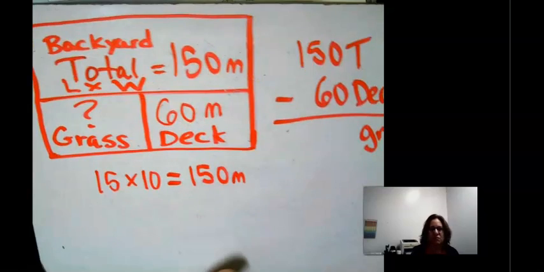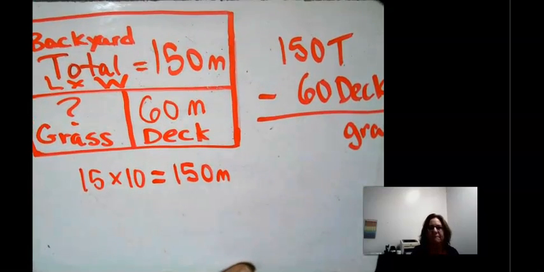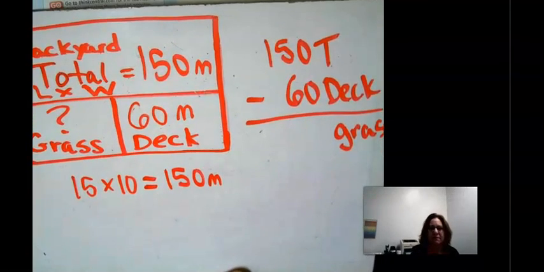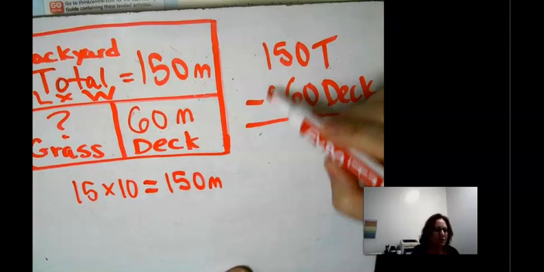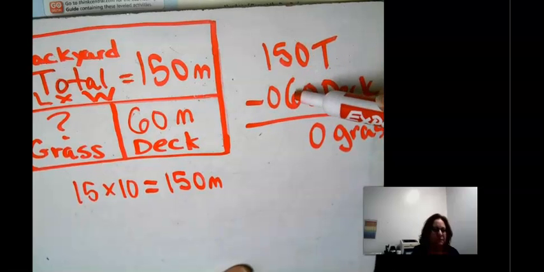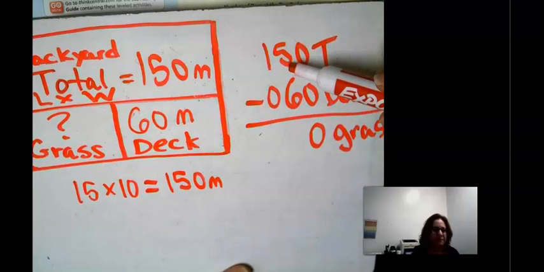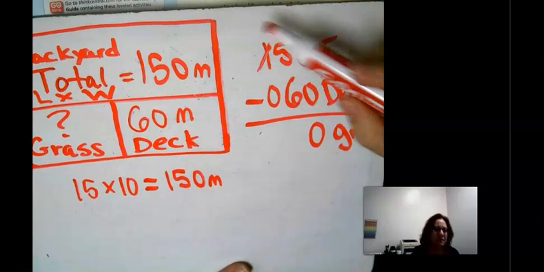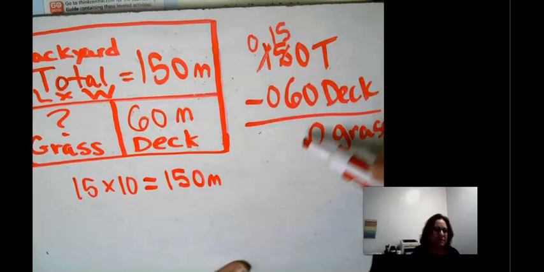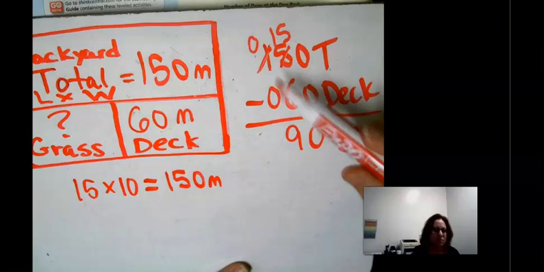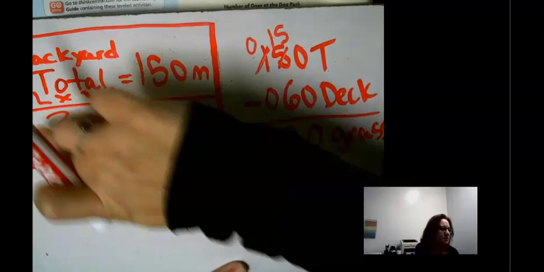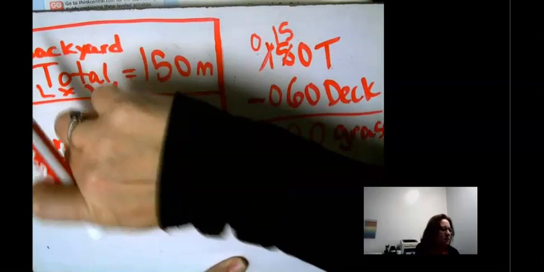Whoop. Let me scooch this over so you can see better. How about that? Is that better? Okay, so what is 150 minus 60? Can I take 6 out of 5? I cannot, so I'm borrowing. I'm going to take this 10, give it to the 5. 15 minus 6 is 9. 0 minus 0 is 0. So we have 90 meters of the backyard that's grass. Excellent.